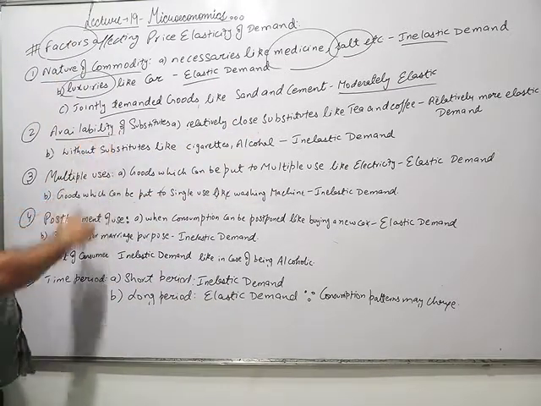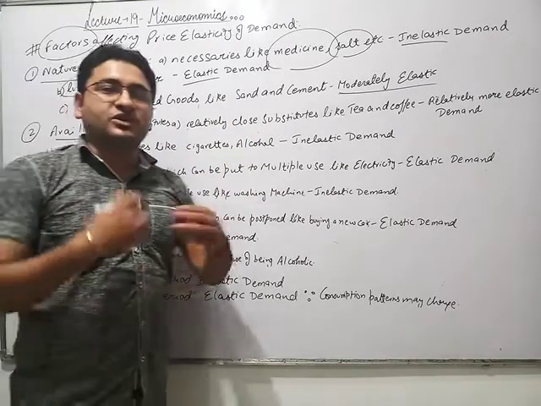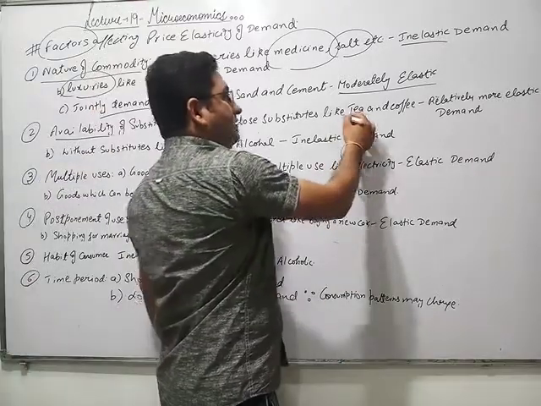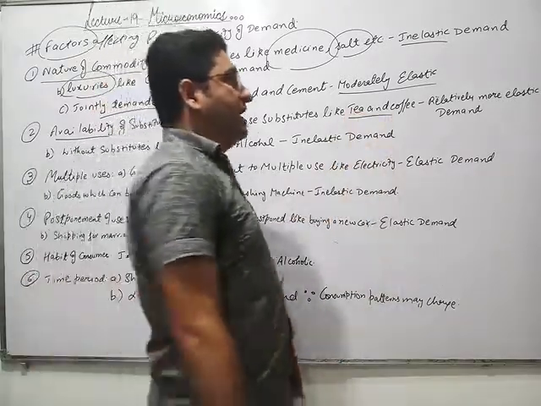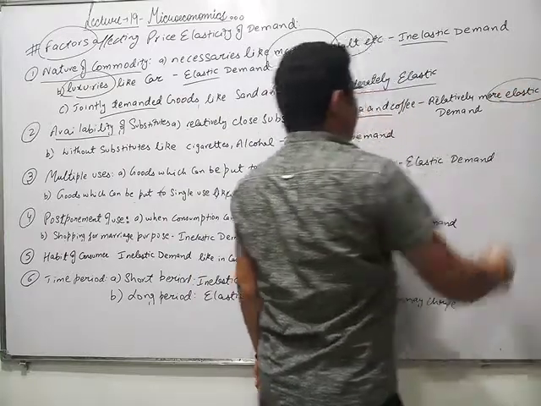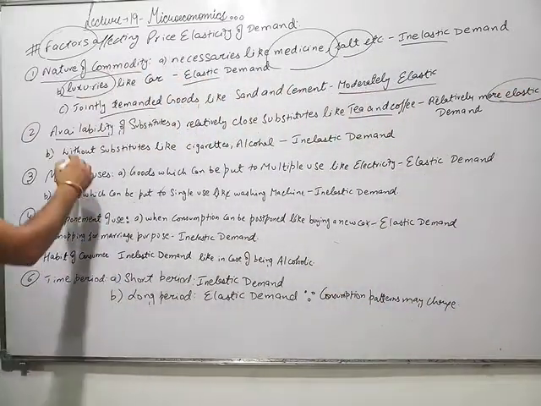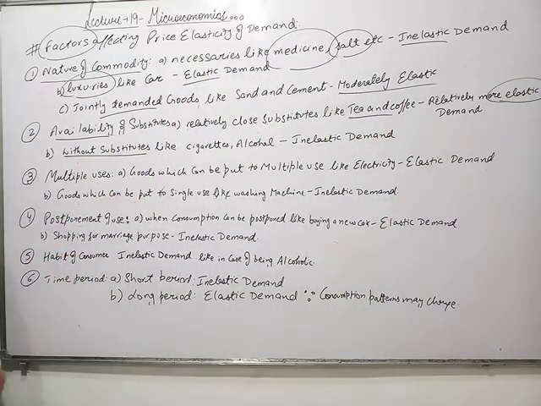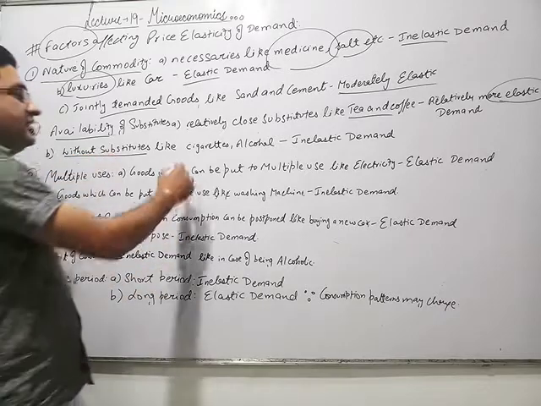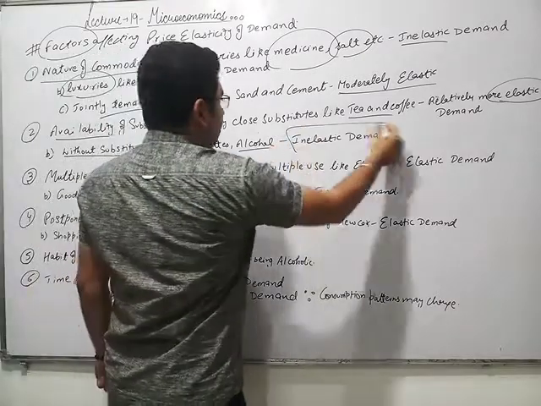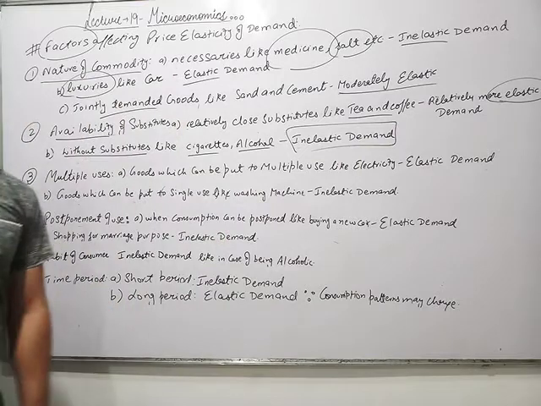Another one is availability of substitutes. If the substitutes are close and high, for example, tea and coffee, the demand would be relatively more elastic. But if the product is without substitutes like cigarettes, alcohol, the demand would be inelastic.